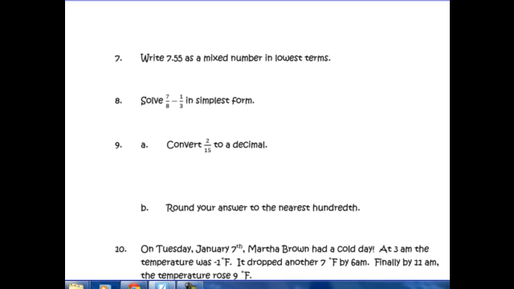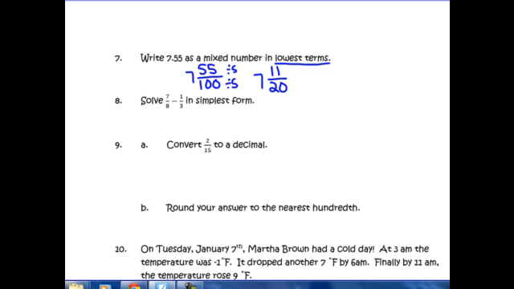Number 7 says, write 7 and 55 hundredths as a mixed number in lowest terms. If you read it mathematically correct, 7 and 55 hundredths. That should give you a hint about it being 55 over its place value, hundredths. In lowest terms, well, 55 hundredths is not in lowest terms, so we can divide both the numerator and the denominator by 5 to simplify that. One ends in 0, one ends in 5. And you get 7 and 11 twentieths.